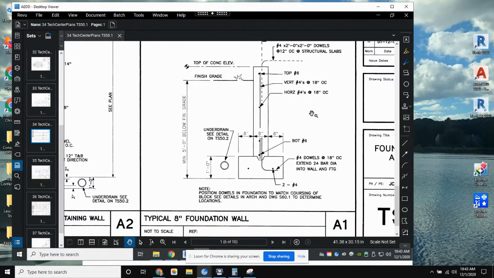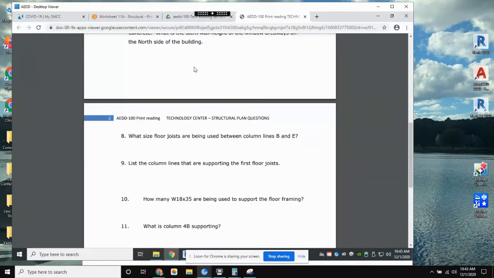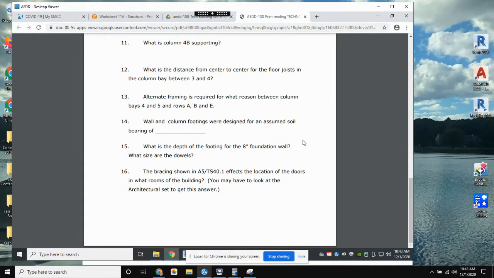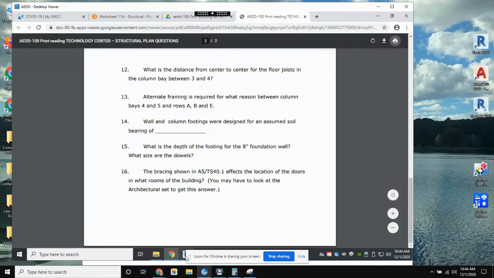And the last question: the bracing shown in A5 TS 40.1 affects the location of the doors in what rooms of the building? And we might have to look at the architectural set, it's saying here. So we may have to go back and open the architectural set through the link that's provided. So let's see what it is, and then we're going to see if we can figure out how to read that bracing like I showed you, and we'll see where it is and why it affects the doors in that room. So let's go first to the TS 40.1. That's what we have to go find first.